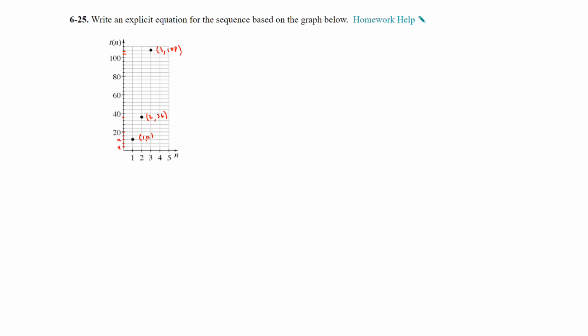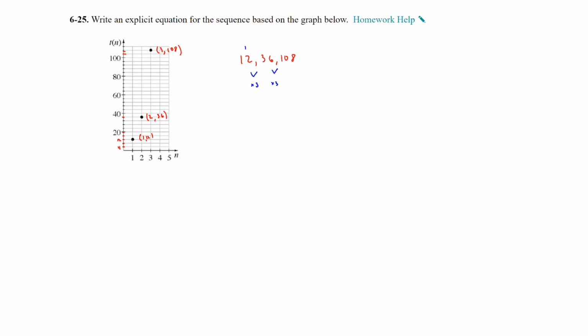Okay, so when we're looking at this, we have to decide with our sequence, term 1 is 12, term 2 is 36, and term 3 is 108. So if we look at it, it's definitely not linear. You see it's increasing a lot quicker than linear. So if we multiply this by 3, that would give us 36. And if we multiply 36 by 3, we get 108. So it does look like it is a geometric sequence.